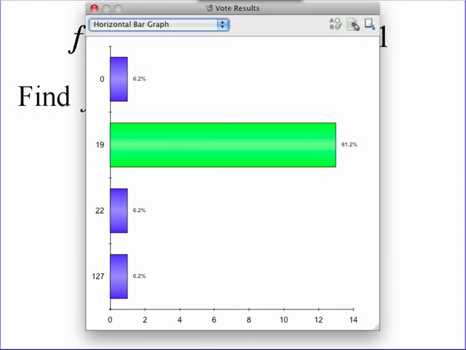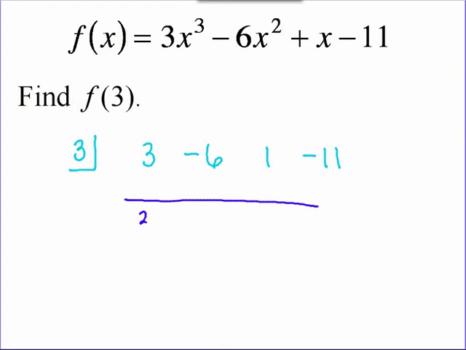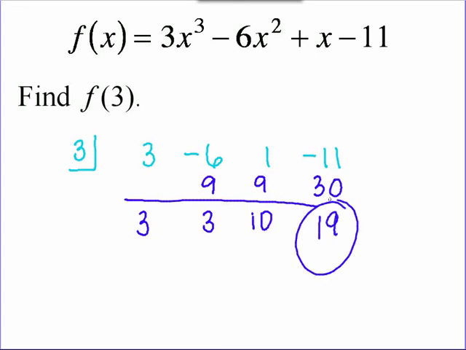And the answer is 19. Nice job, much better. So, real quick again. You have a 3 outside, you should have 3, -6, 1, -11. Okay, very first step, bring down the 3. You have 9, 3, 9, 10, 30, and your answer, 19.